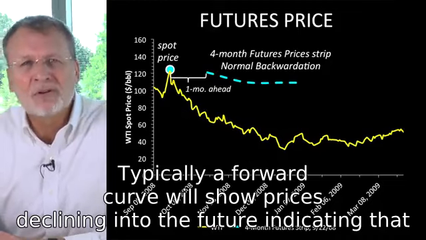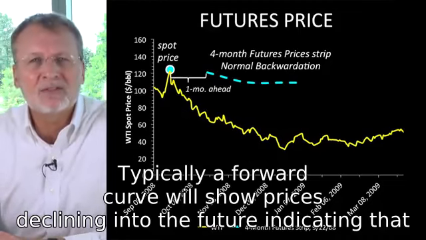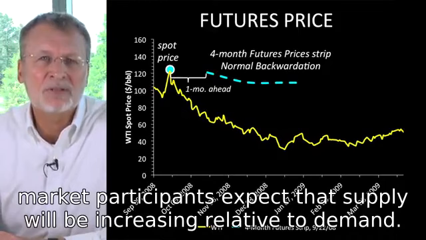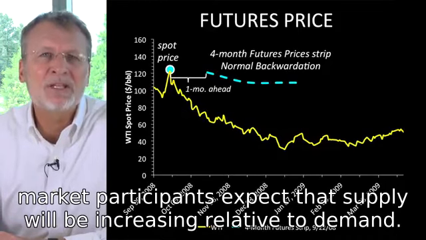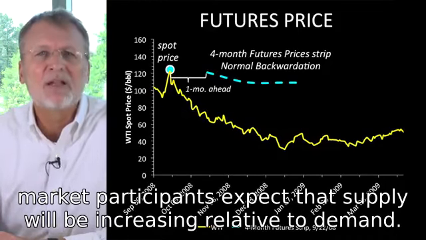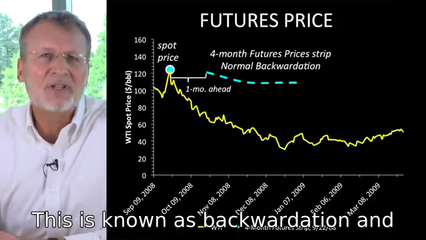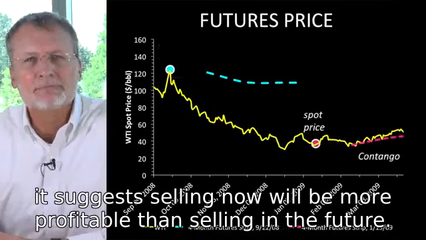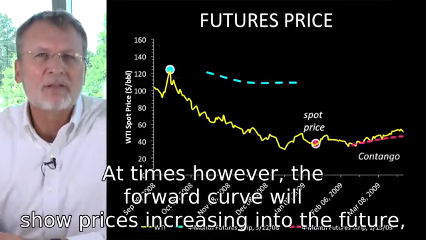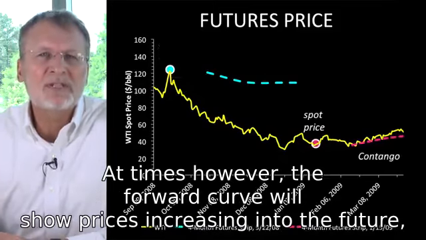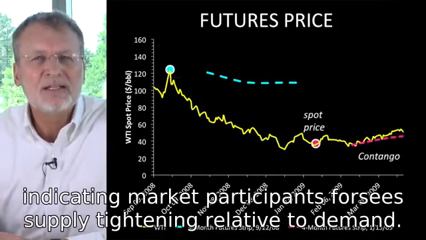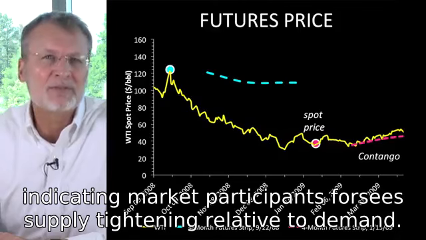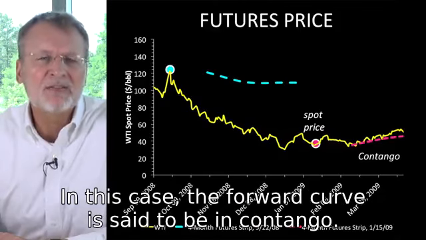Typically, a forward curve will show prices declining into the future, indicating that market participants expect supply will be increasing relative to demand. This is known as backwardation, and it suggests selling now will be more profitable than selling in the future. At times, however, the forward curve will show prices increasing into the future, indicating market participants foresee supply tightening relative to demand. In this case, the forward curve is said to be in contango.